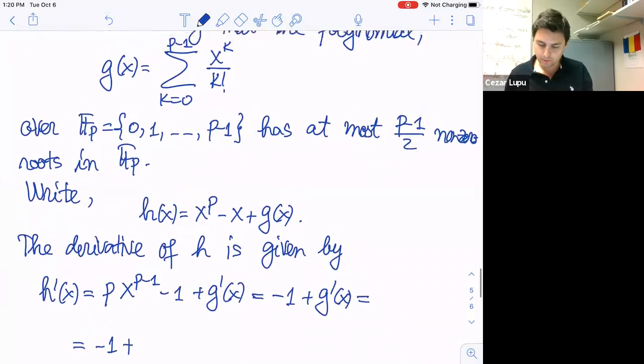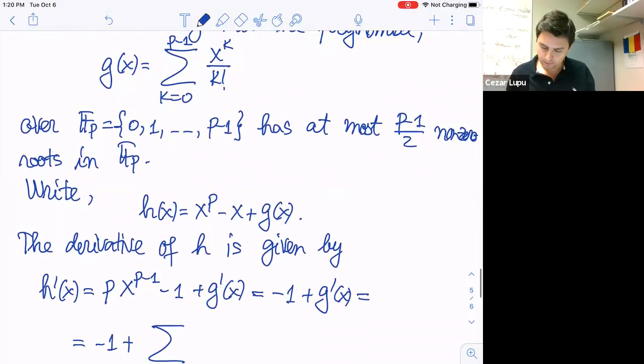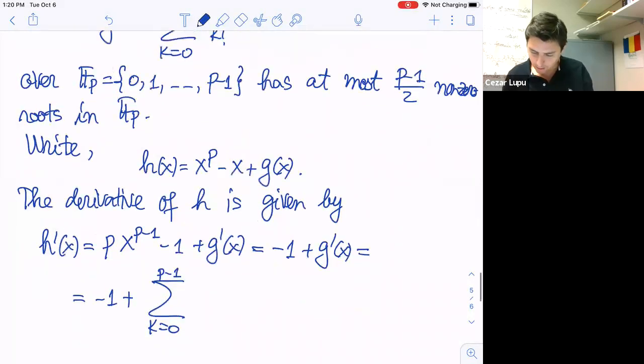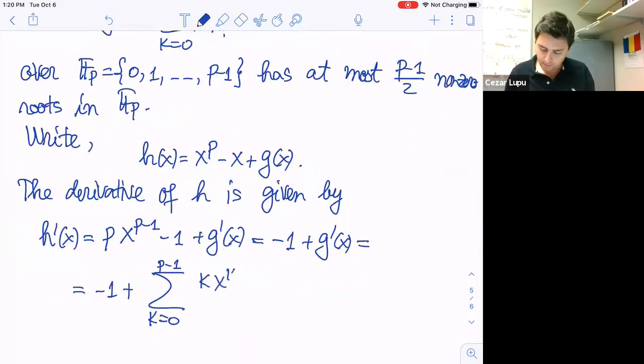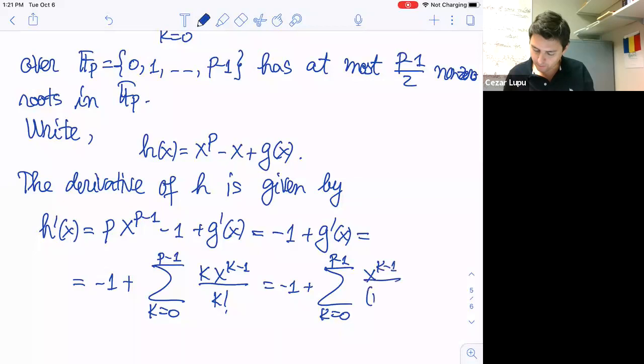the sum from k equals 0 to p minus 1 of k x to the k minus 1 over k factorial. All right. So this would be minus 1 plus the sum from k equals 0 to p minus 1 of x to the k minus 1 over k minus 1 factorial, right? Okay. Great.